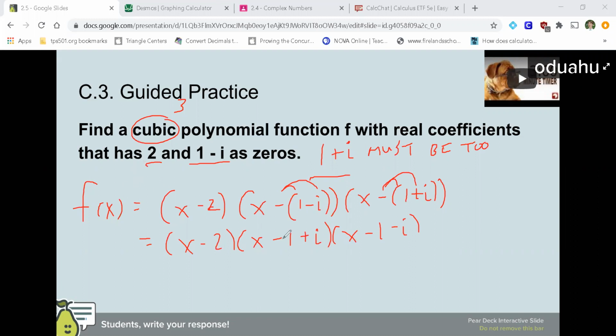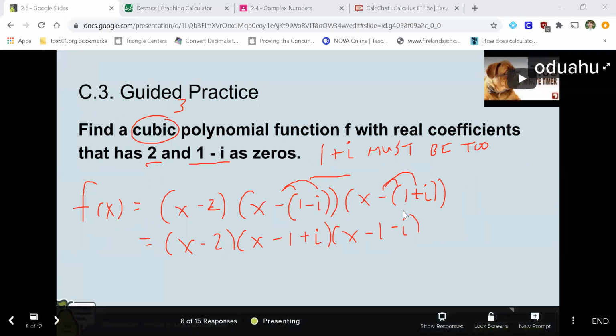And again, if you would like to multiply this out, feel free. But I believe you could just leave your answer like that. And to be honest, I don't really know if there's much value in multiplying it out. I think it's more useful in this form because then we can see what each zero is just by looking at it.